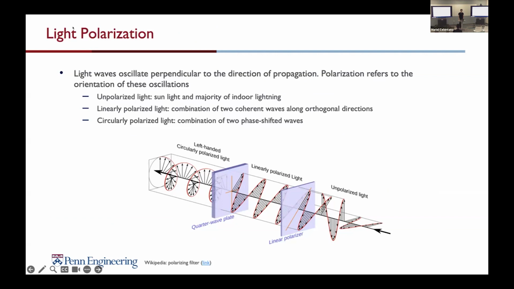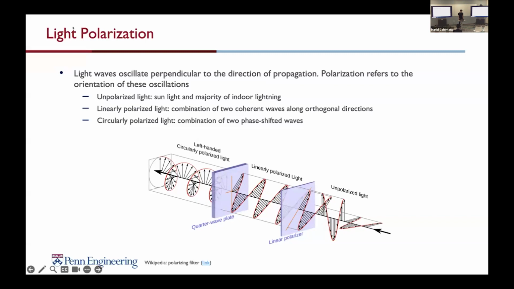Before getting to the pipeline or the proposed methods of this thesis, we'll first take a brief look at the principle of light polarization. Light waves are essentially electromagnetic waves. They oscillate perpendicular to the direction of propagation. Polarization refers to the orientation or some other characteristics of those oscillations. Our sunlight and most indoor lights emit unpolarized light, which means the light intensities oscillating in different directions are roughly the same.